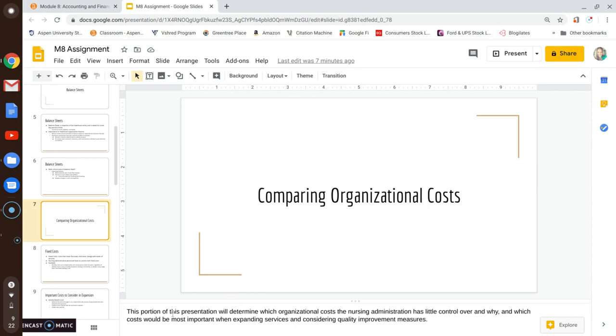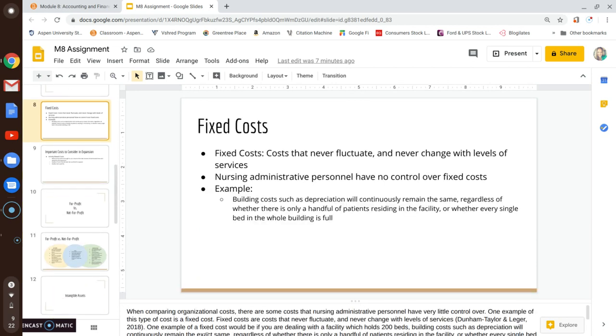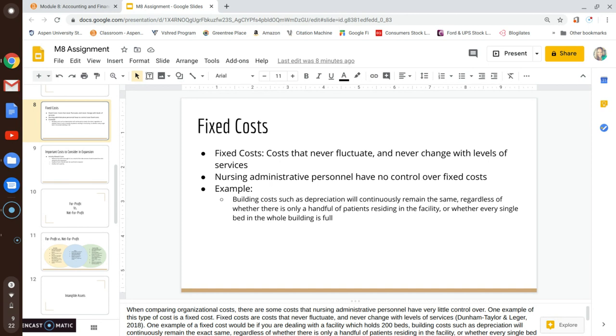This portion of the presentation will determine which organizational costs the nursing administration has very little control over and why, and which costs would be most important when expanding services and considering quality improvement measures. When comparing organizational costs, there are some costs that nursing administrative personnel have very little control over. One example of this type of cost is a fixed cost. Fixed costs are costs that never fluctuate and never change with levels of services.